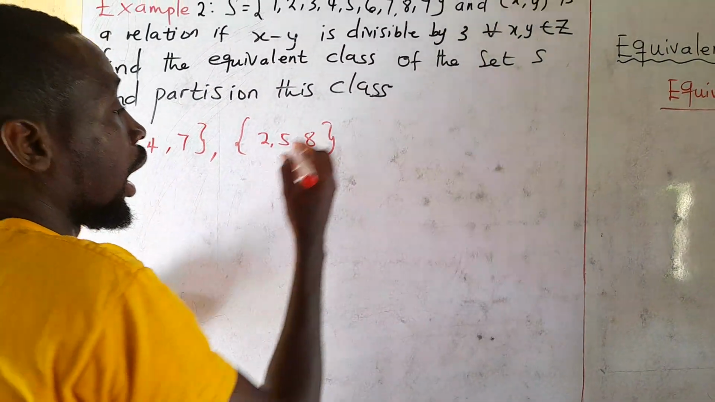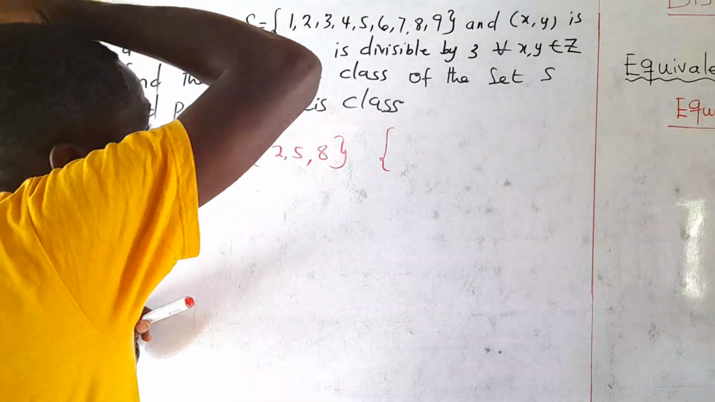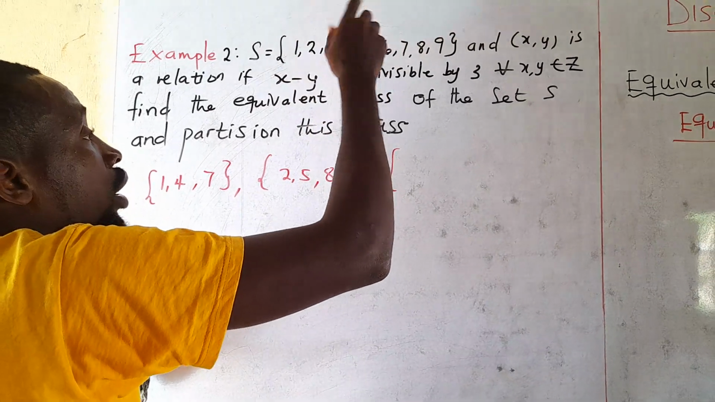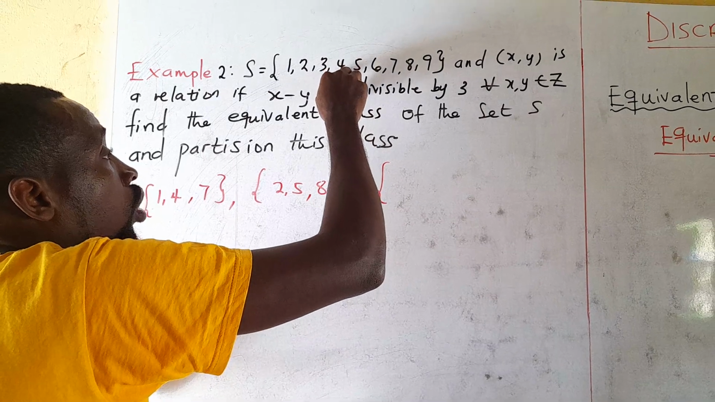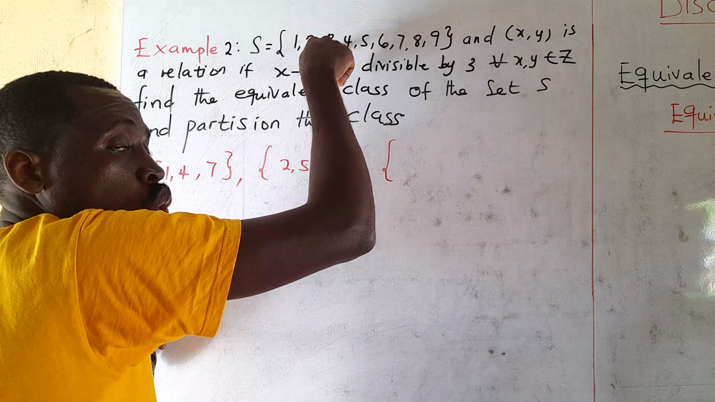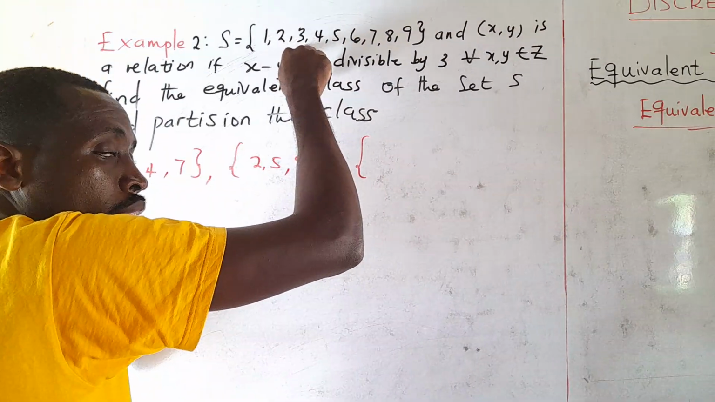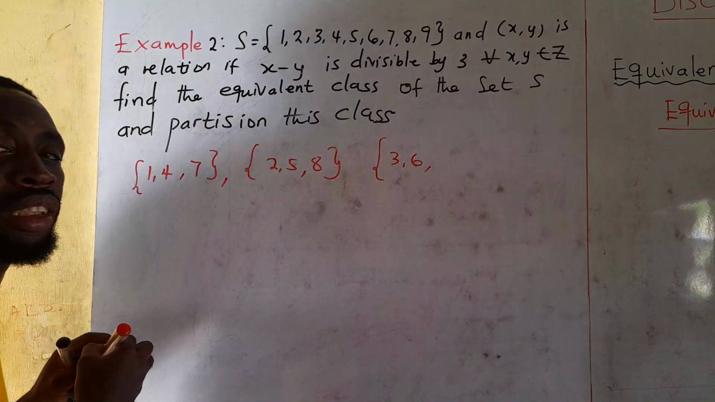Let's look at another class again. So now we take the 3 and partition it against them. 3 minus 1 is 2. 3 minus 2 is 1. 4 minus 3 is 1. 5 minus 4 is 1. 5 minus 3 is 2. 3 cannot divide 2. 6 minus 3 is 3. 3 can divide 3. Then we can say 3 and 6 can be in a class.